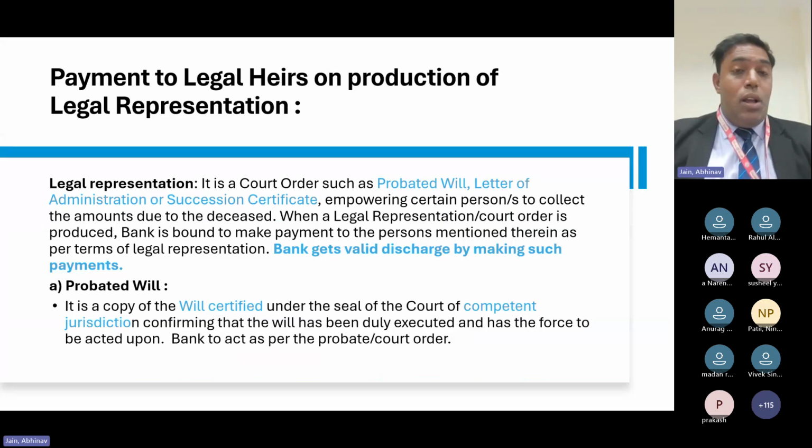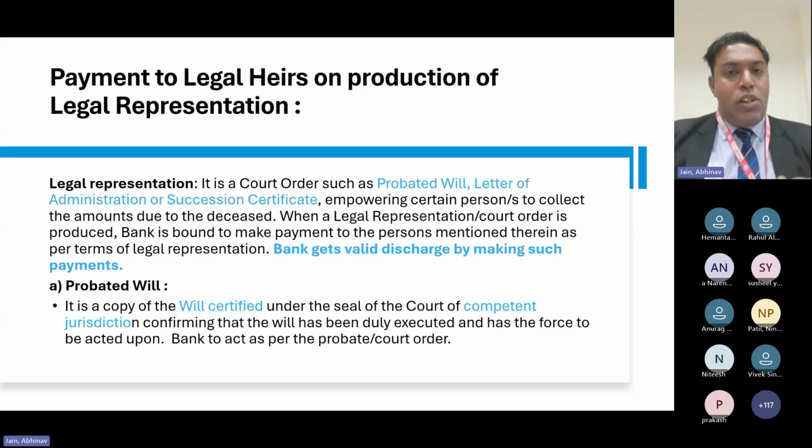Now, very important, and some questions can be formed from here from the point of view of the examination. Part 2 of death claim settlement: payment to the legal heir on production of legal representation. What is legal representation? First of all, understand. Legal representation, in other words, means court order. A court order can be a probated will, a letter of administration, or a succession certificate.